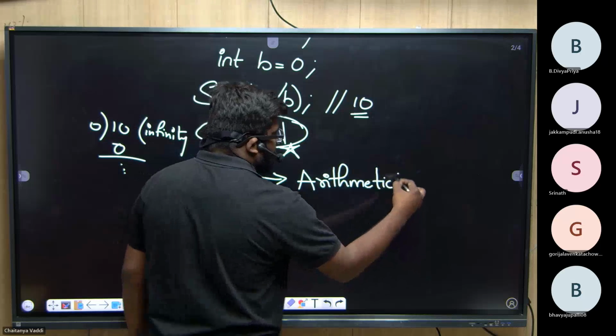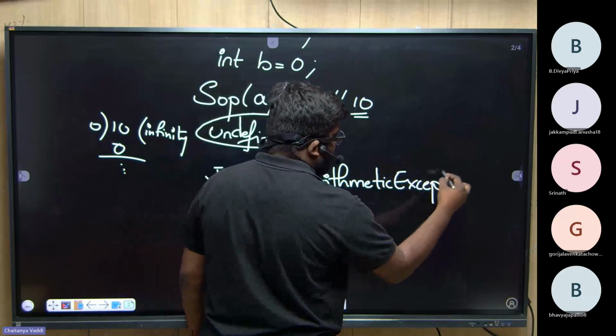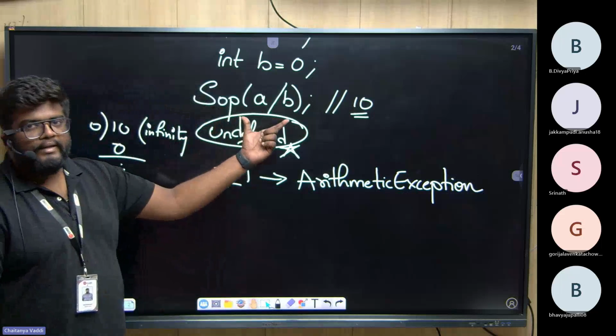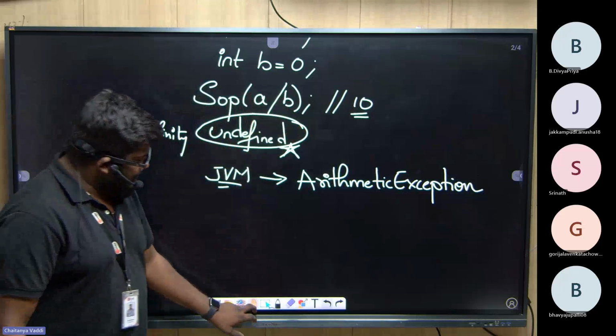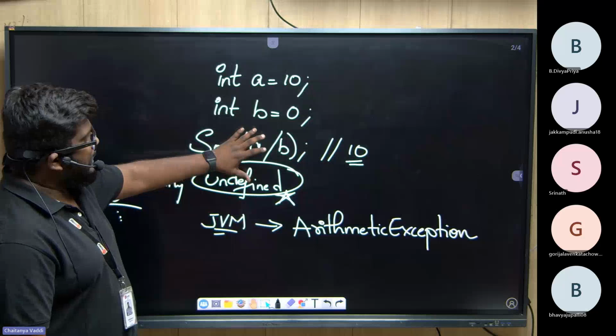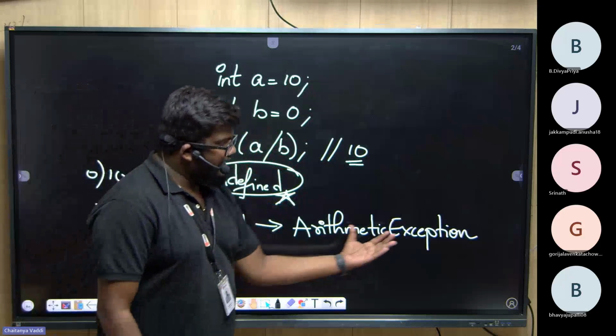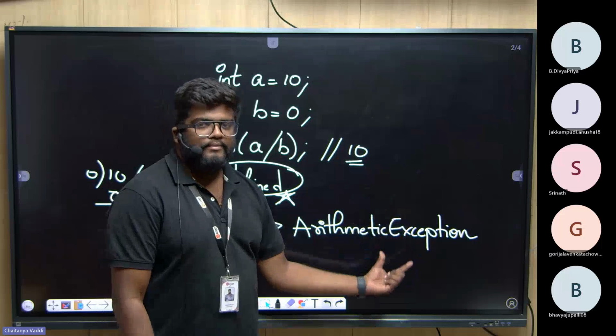arithmetic exception. Okay, so what exactly is an arithmetic exception? We are performing an arithmetic operation here, and that arithmetic operation is not resulting in a specific value, and hence we get an exception called arithmetic exception.